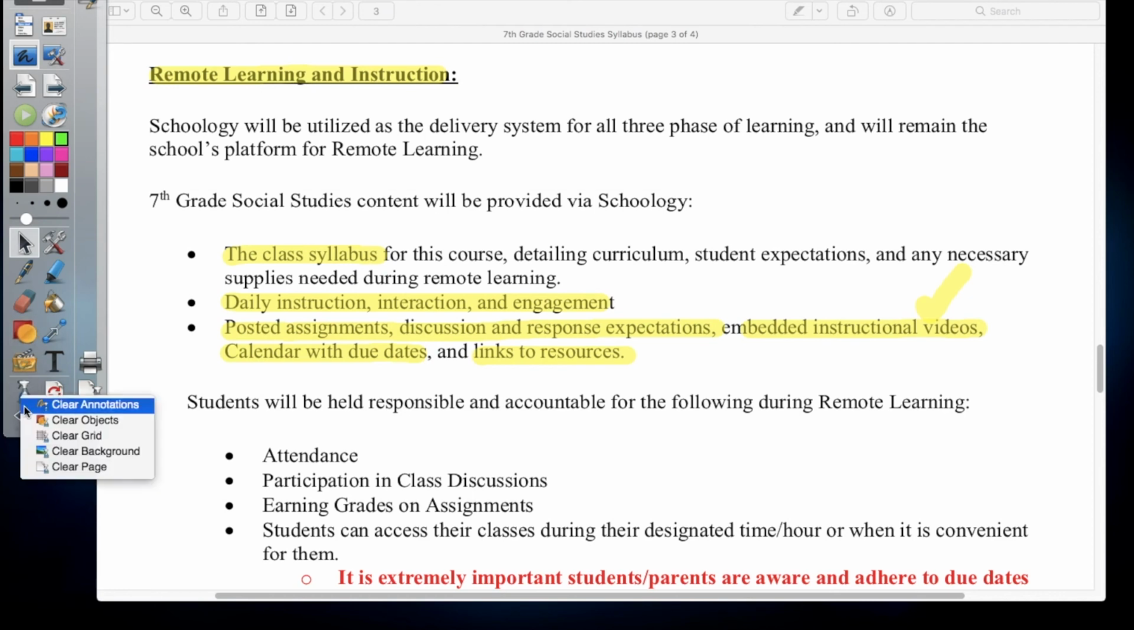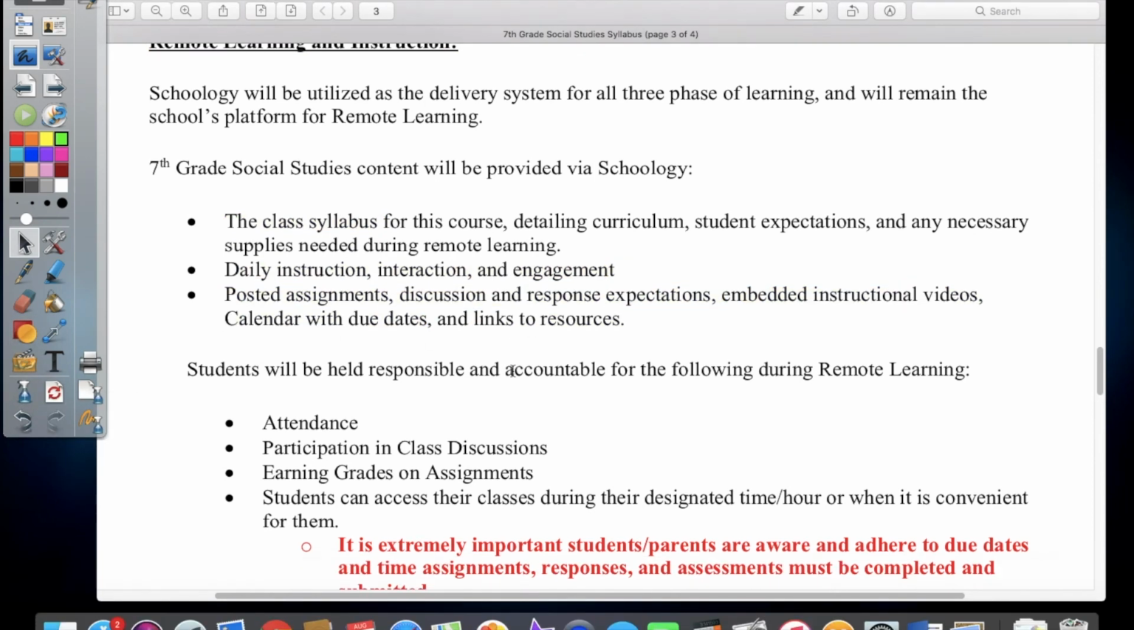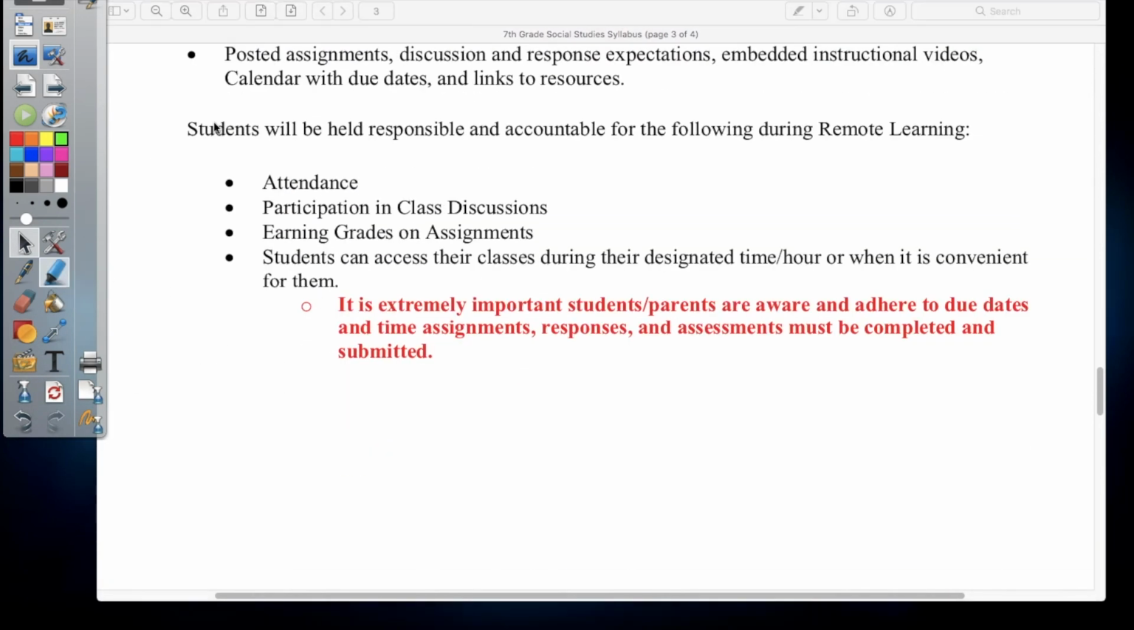So now that you know what I, as a teacher, will be doing for you guys, let's talk about your responsibilities. This is what you are expected to do for Schoology, all right? Students will be held responsible and accountable for the following during remote learning. 1, attendance, all right? So for example, if we have a discussion or a warrant that you guys need to do on my Schoology page, please do that discussion, do that warrant, because that's how we'll be taking attendance. And yes, you can be marked absent from remote learning if you don't interact with the materials on a daily basis. So keep that in mind, all right?